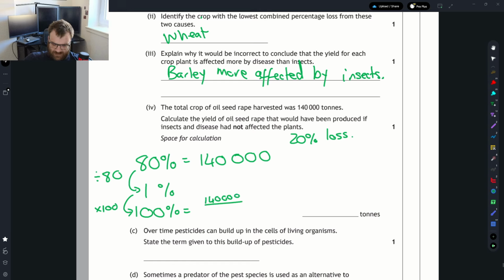The build-up of pesticides in the cells, we're accumulating, it's bioaccumulation. And that's why the ones at the top of the food chain are more affected by the chemicals than the ones lower down. It builds up in their system. Especially using an alternative, we're using animals, a living organism, to control the numbers. Biological control.